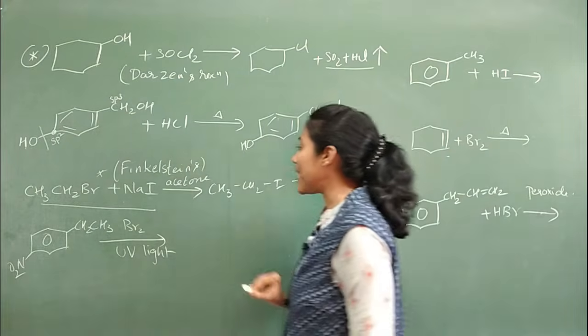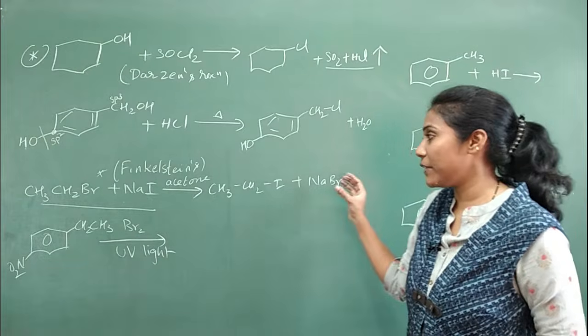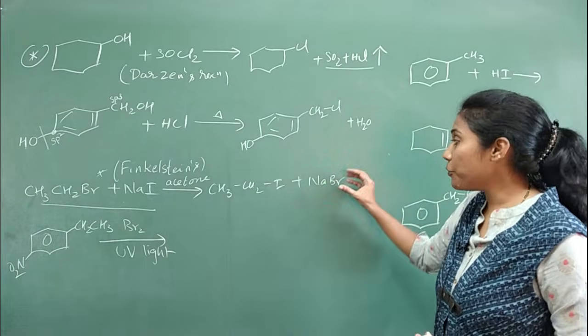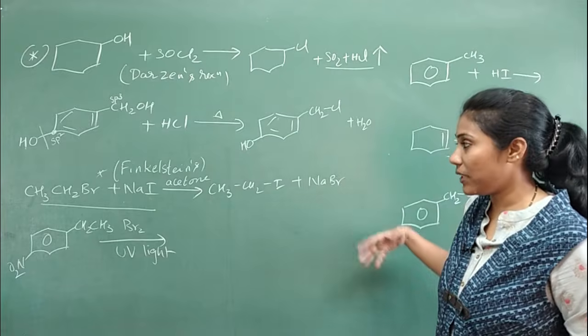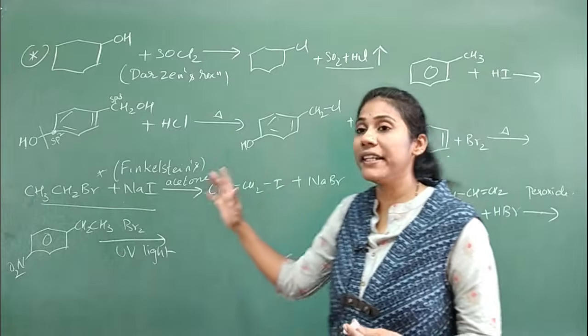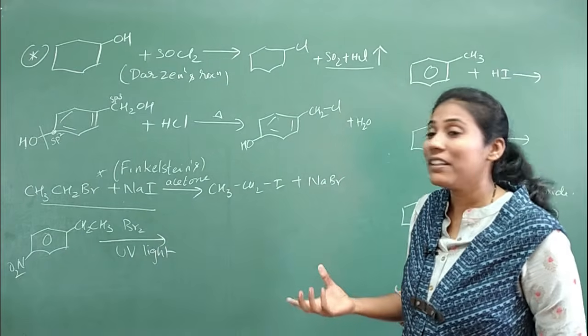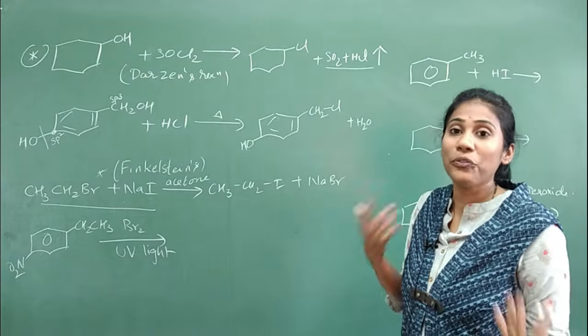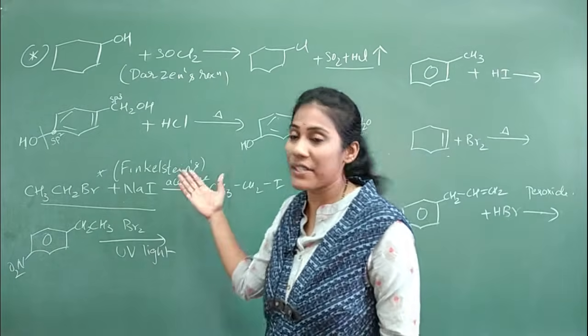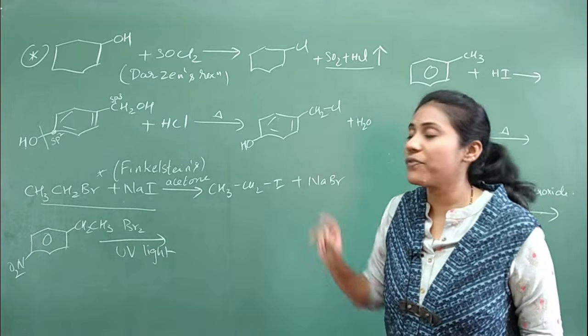So why do you use acetone? Because you know NaBr should not dissolve in acetone, right? You should remove NaBr from time to time because the reaction can be reversible. To avoid the reversible nature, to precipitate NaBr, or to remove NaBr, acetone is used as a solvent, right? So everything you should know from this Finkelstein reaction.